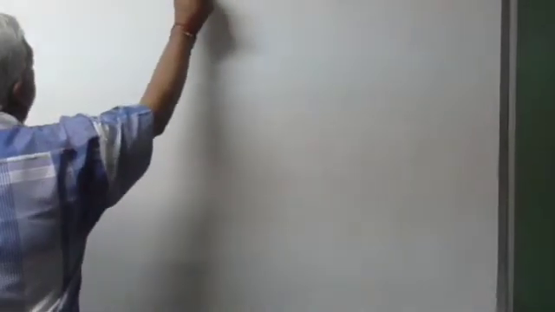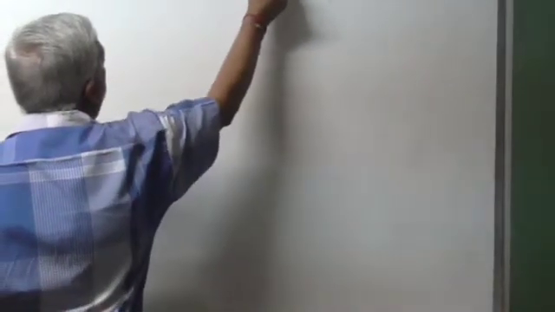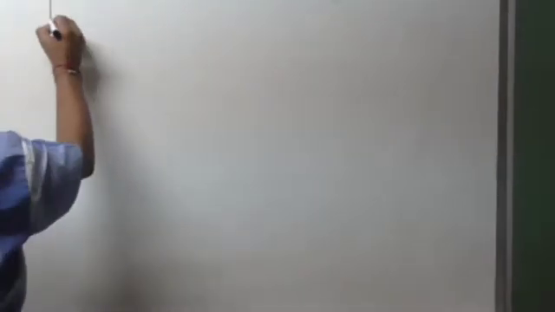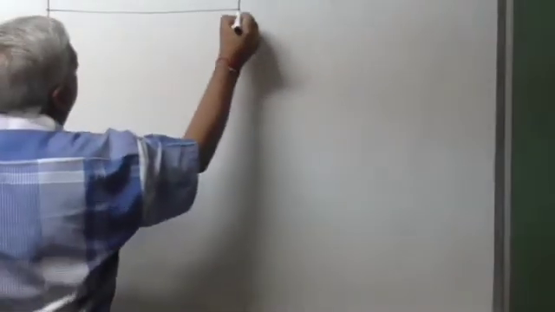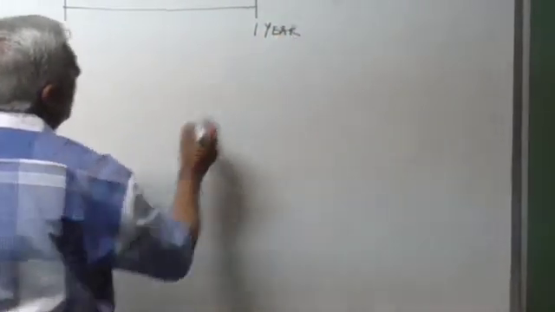Okay, the first one was interest compounded half yearly. 1.1. Interest compounded half yearly. So there is a timeline. This is 0 year, this is 1 year. So this is called a timeline.